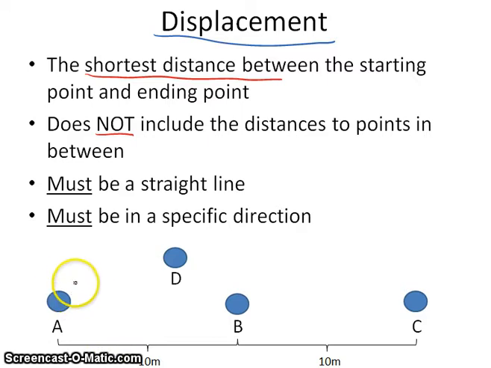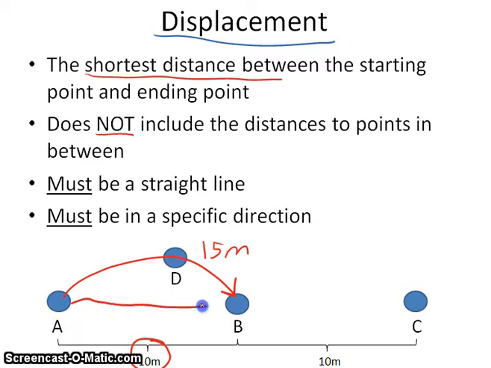For example, if I go from point A to point D to point B, like I did before, we said that was 15 meters in distance, I will have only gone a displacement of 10 meters. And my displacement will be the distance straight from A to B, 10 meters. And it'll be in a specific direction, so I'll say 10 meters to the right in this case. Okay?